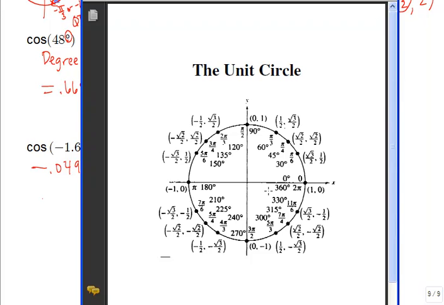And there will be questions on tests and exams that do ask you to find these values from memory, so you won't be allowed to use your calculator. So please, please, please practice that unit circle.